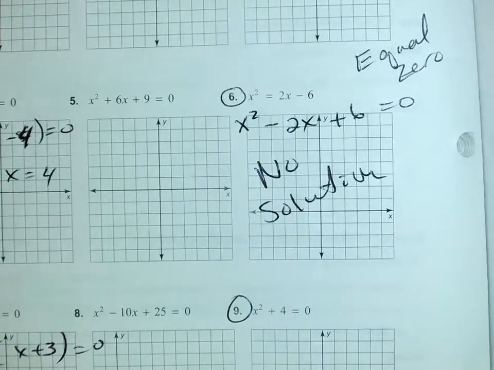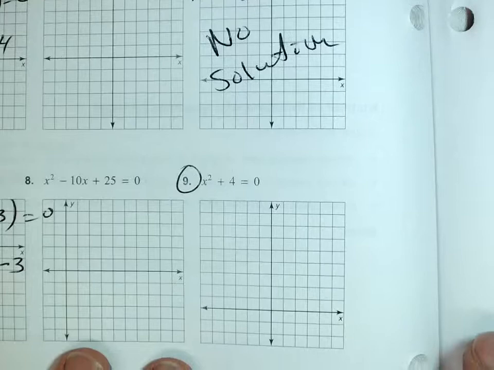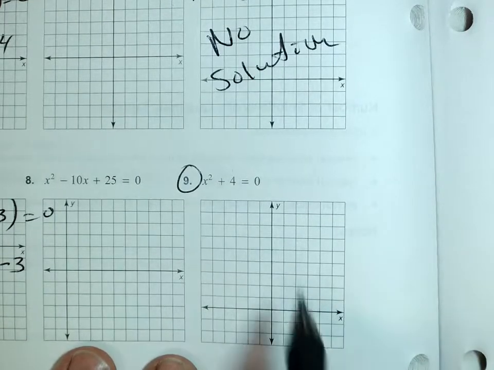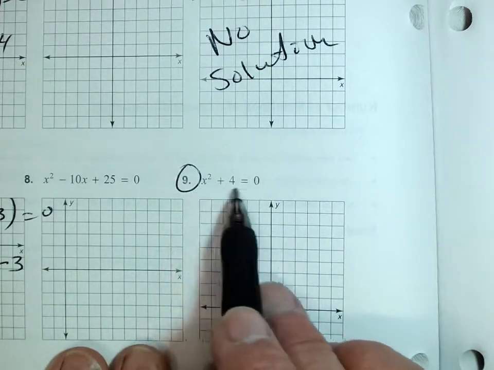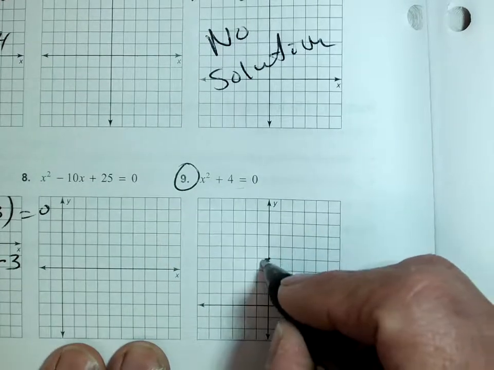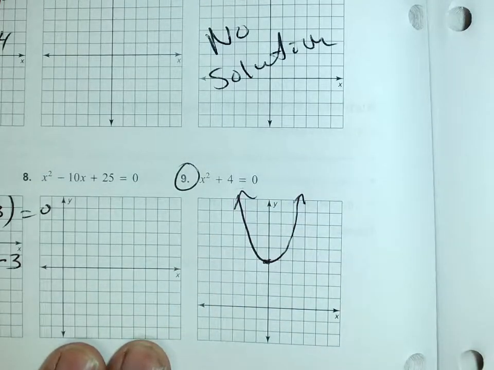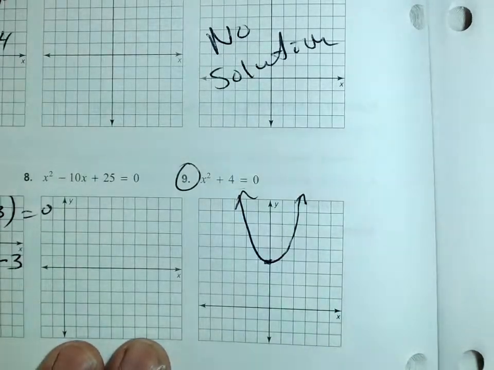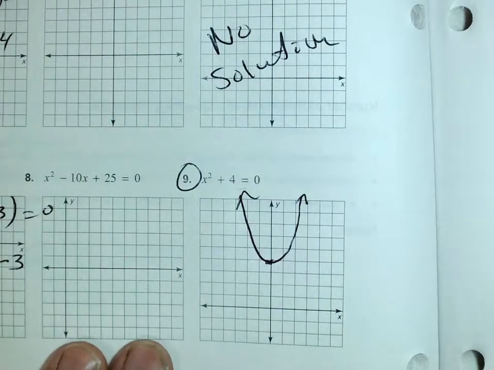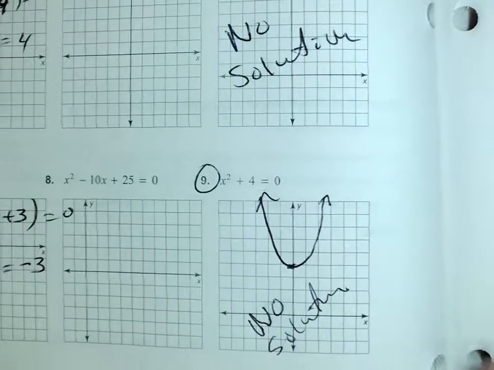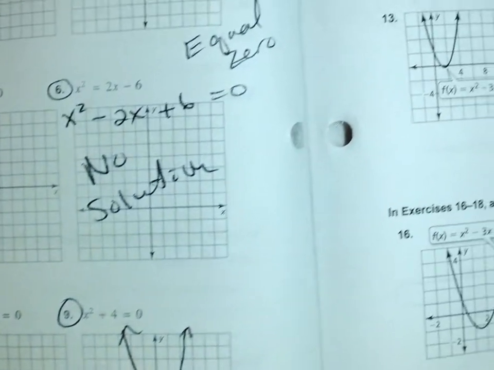Okay, now, what about 9? 9, I know the answer to 9 right off the bat, don't you? Well, if I had to graph this parabola, where would it start? Up at 4. I don't need a calculator. I can do that one on my own, right? No solution, right? But if you're not sure, put it in the calculator and check it, right? So, no solution. Right. Okay, now slide the paper over.